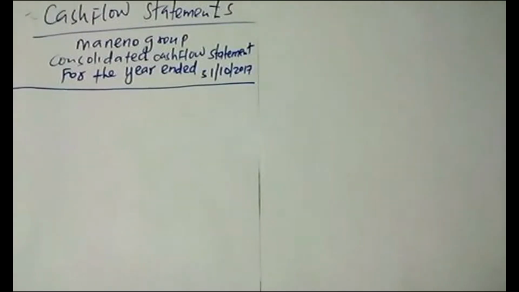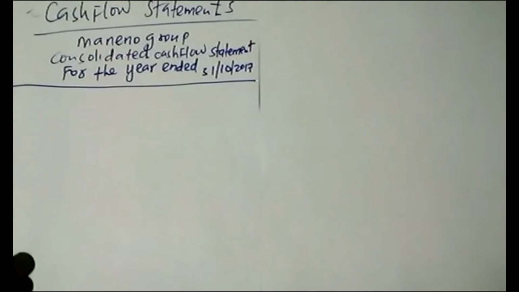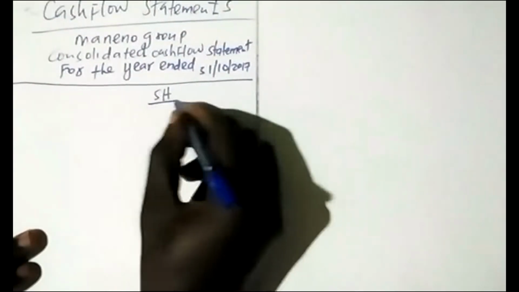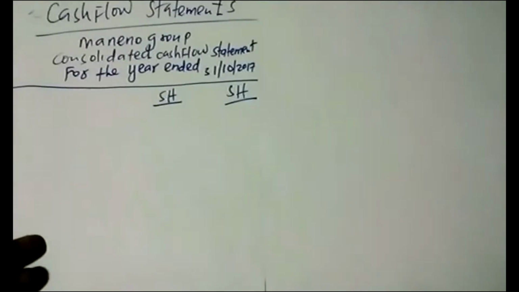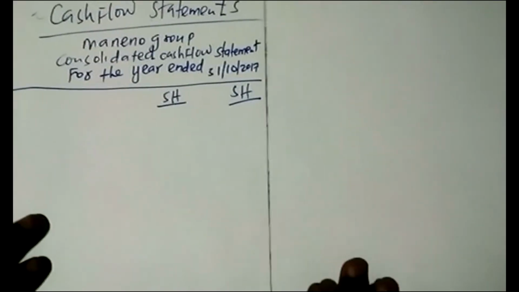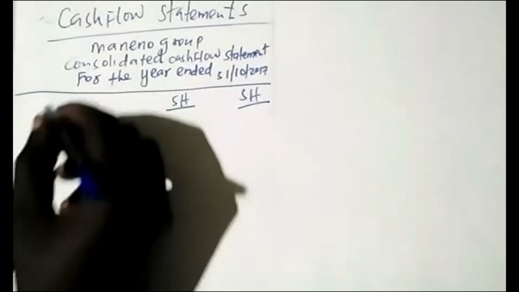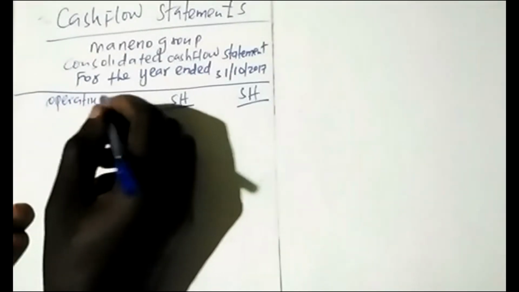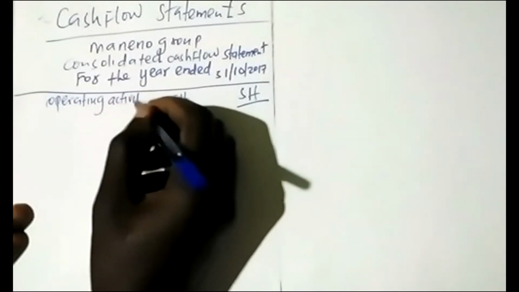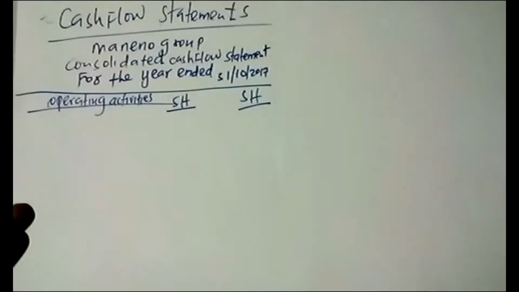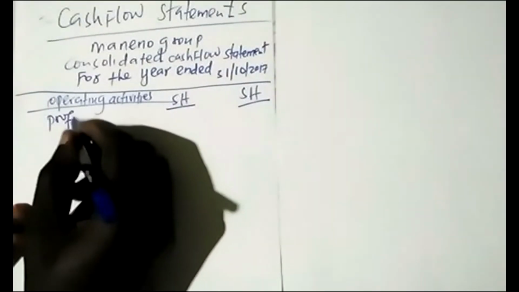Remember that the examiner never specified which method we are supposed to use. So for this question, I will use both methods. I will start with the indirect method, then I will move to the direct method. Talk about shillings there. Under the indirect method, obviously we have to start from operating activities, and under operating activities, you always start from profit before tax.